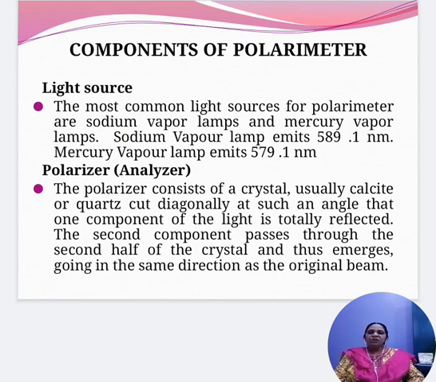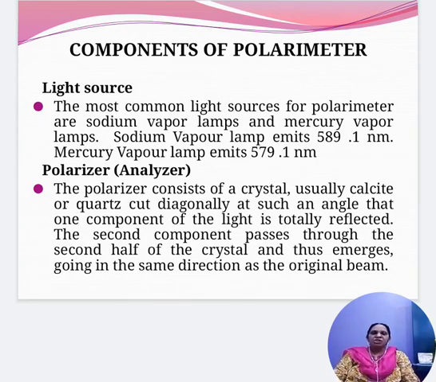Coming into the description of the different components of a polarimeter, the light source. The most common light sources for polarimeters are sodium vapor lamps and mercury vapor lamps. Sodium vapor lamps emit 589.1 nanometers and mercury vapor lamps emit 579.1 nanometers. These are the most commonly used light sources in polarimetry. You are going to use either sodium vapor lamps or mercury vapor lamps.